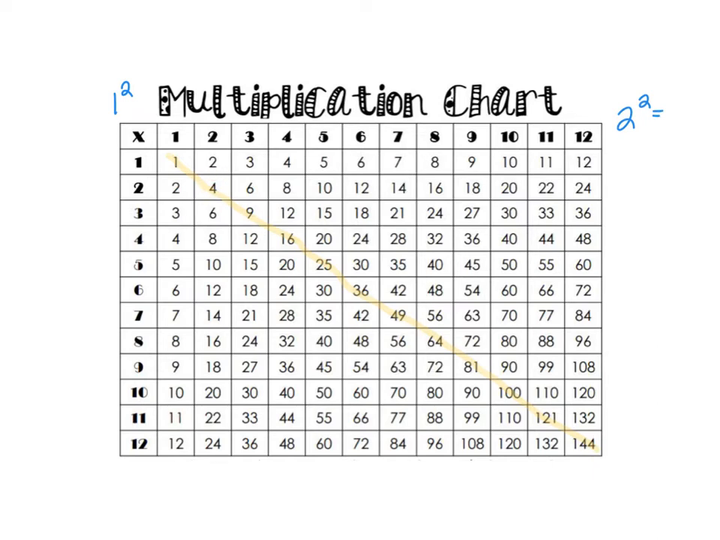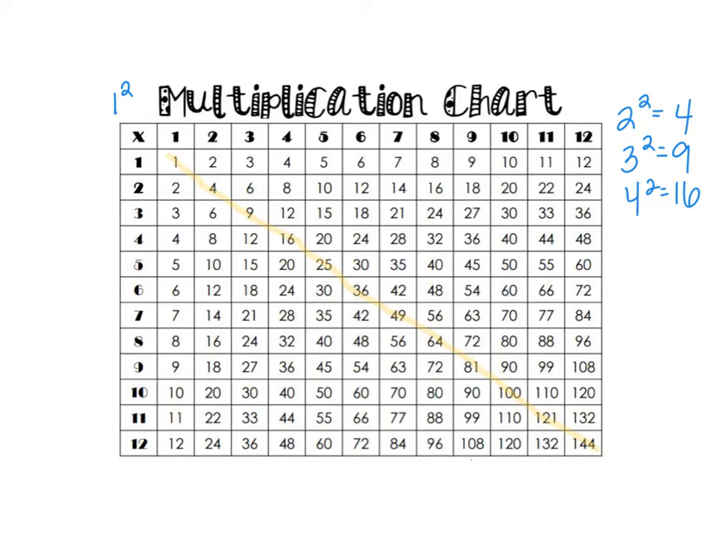That is going to equal 4. 3 squared equals... y'all tell me. 9. Okay. 4 squared equals... Okay, so all of your perfect squares go down the middle diagonal.